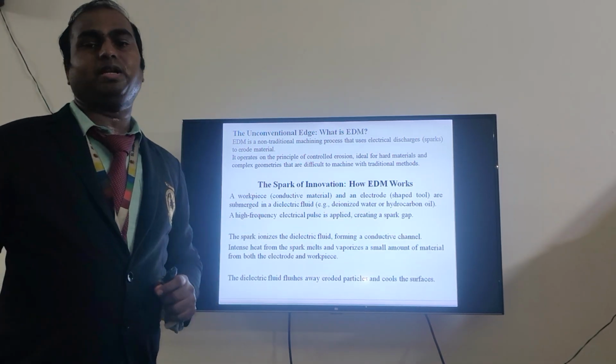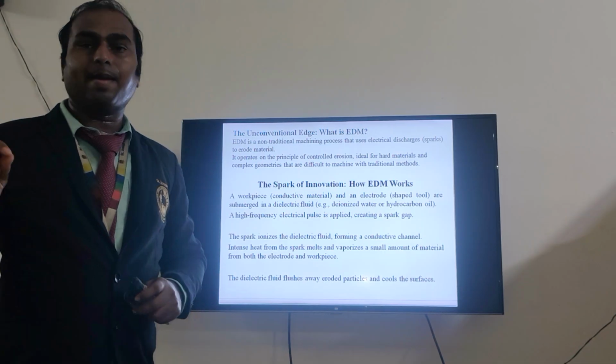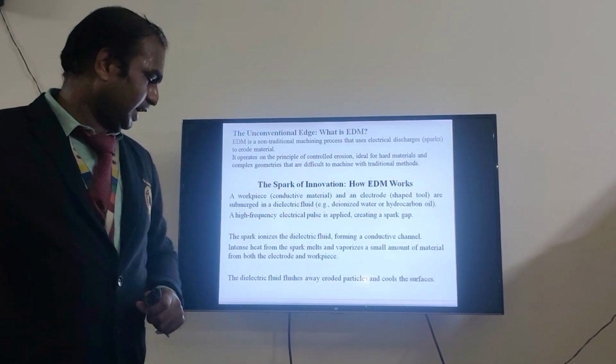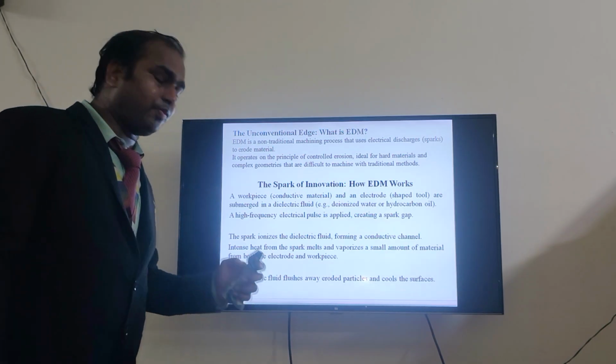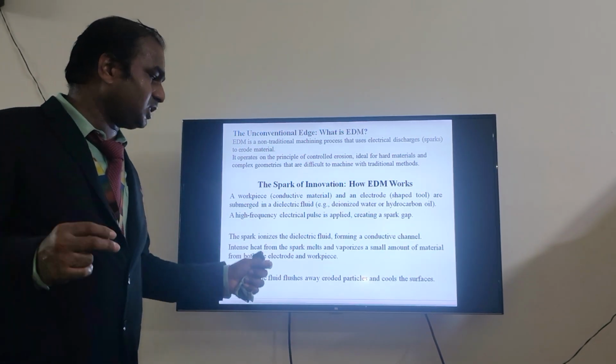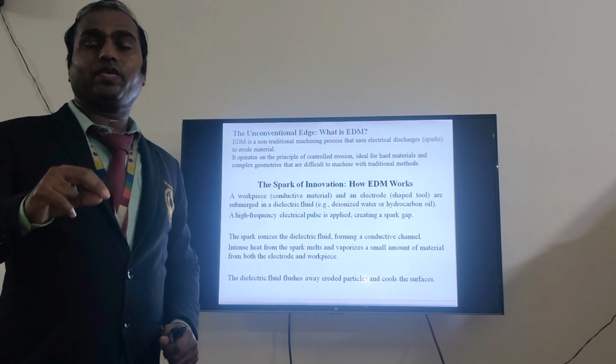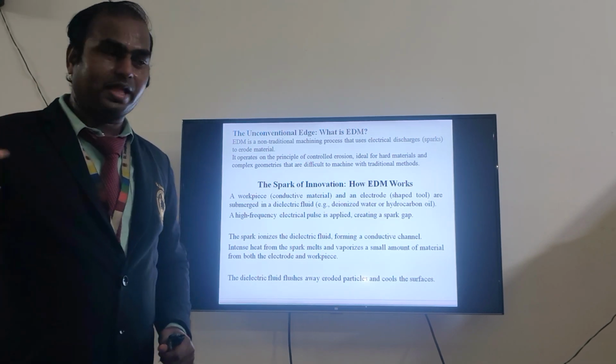The amount of material being removed is what we call MRR, the material removal rate, which is the volume of material removed per unit second. Then the dielectric flushes out the debris particles and cools the surfaces, which gives very good contact between the tool and the workpiece.